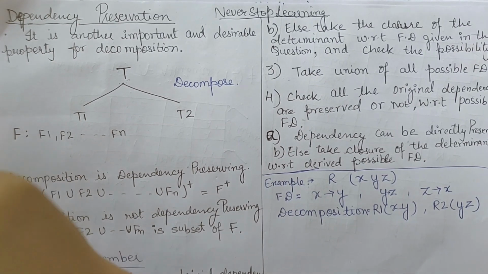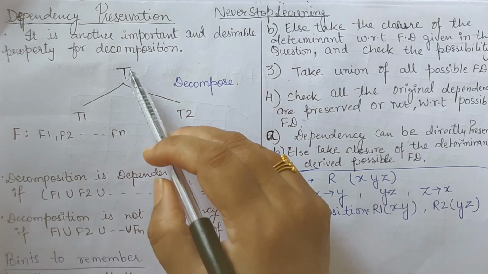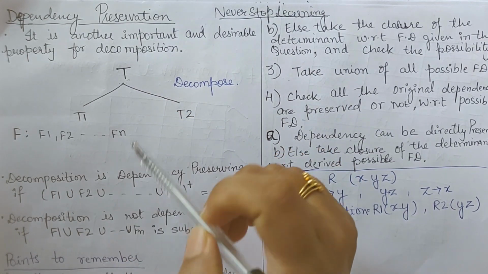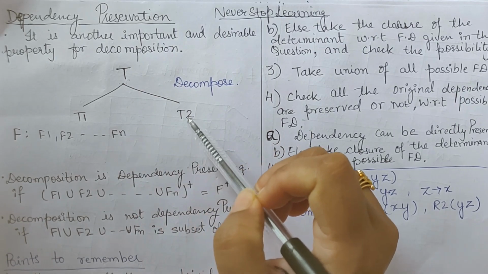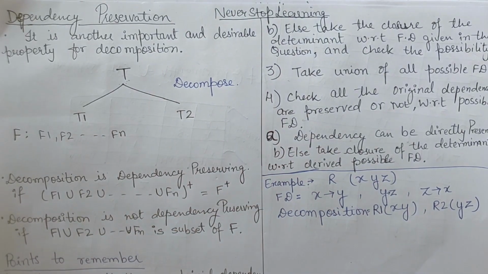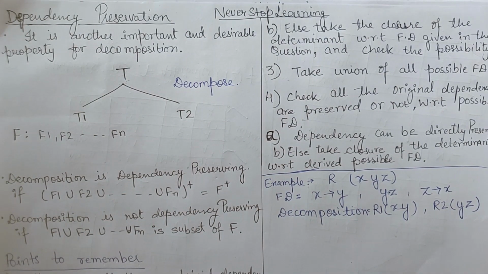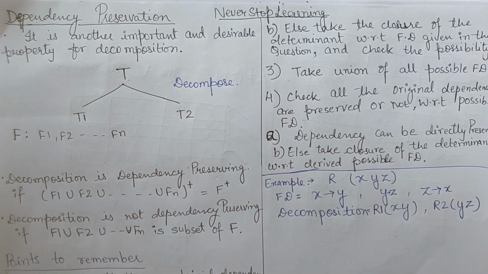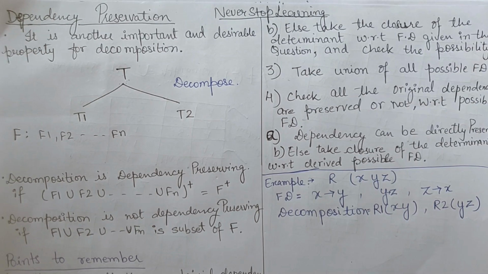So if I have a table T and I decompose it into T1 and T2, when I try to recreate the table T from T1 and T2, I should get the same information. No fewer tuples and no extra tuples. Then we can say that the decomposition is lossless, which is the mandatory property for decomposition.